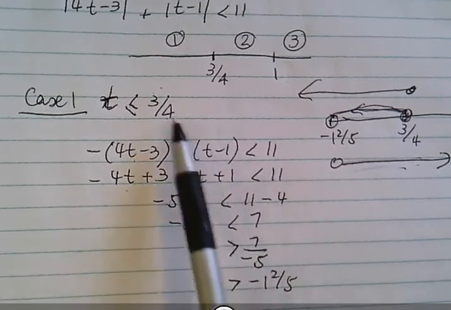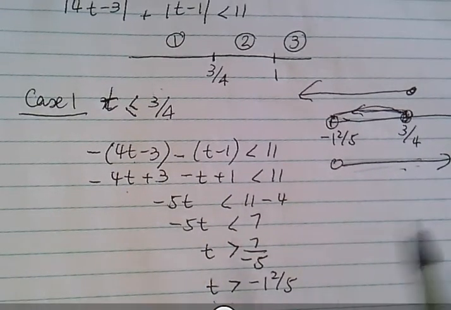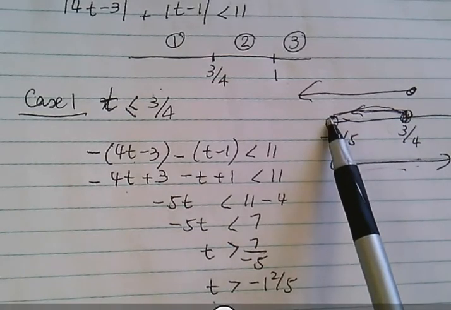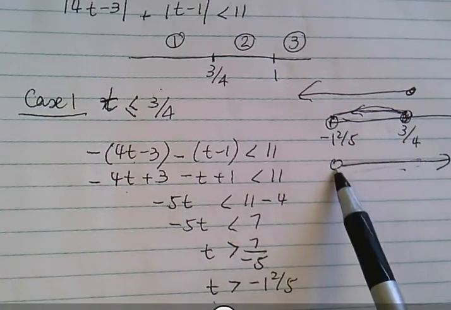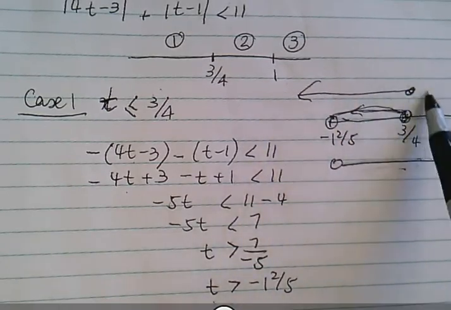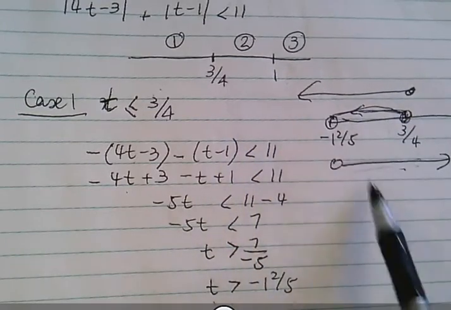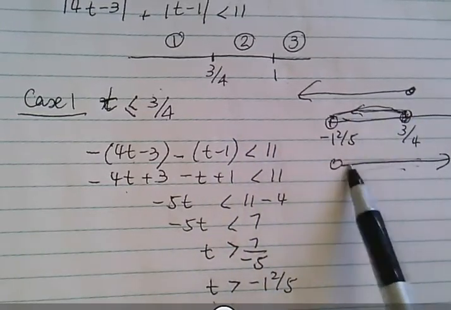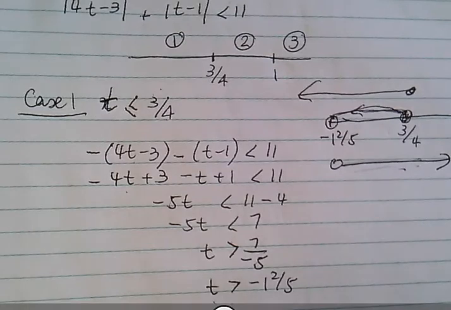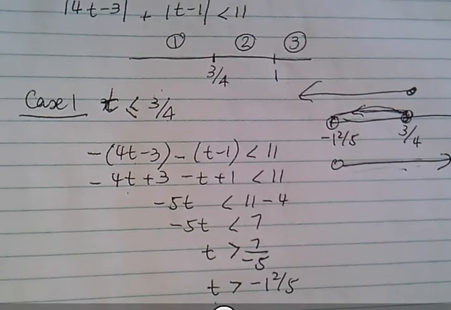T is allowed to be less than or equal to 3/4, and I've got t is greater than -1 and 2/5. So I'm allowed to go from -1 and 2/5 up to 3/4. So this is the solution I'm getting. The case is saying we only want solutions in this domain, or for these values of t. So the intersection between those two is there. So far, I've got from -1 and 2/5 up to 3/4, and including 3/4. I'm going to do case 2. So I need to do my cases, and then I'm going to make my conclusion.